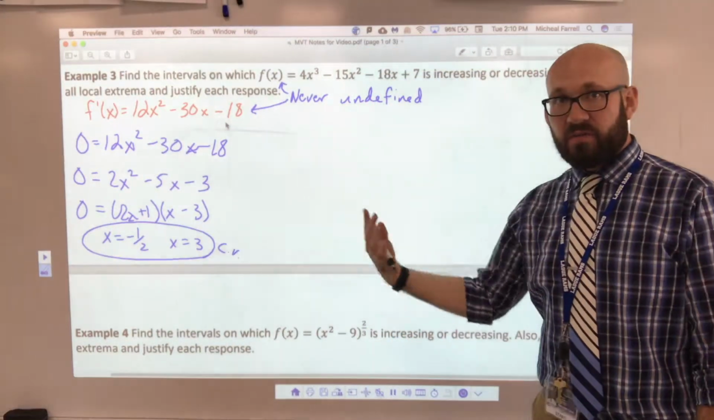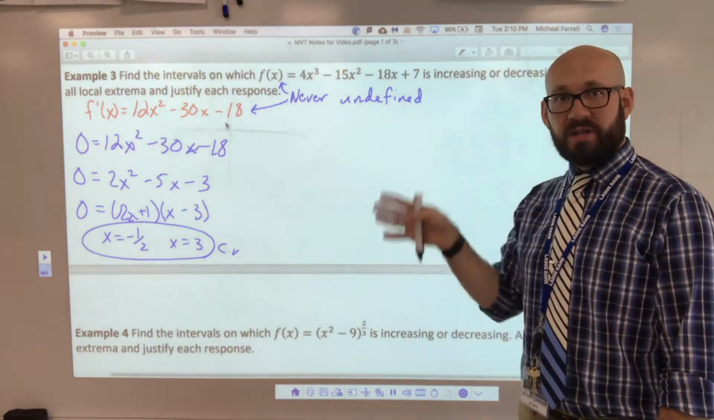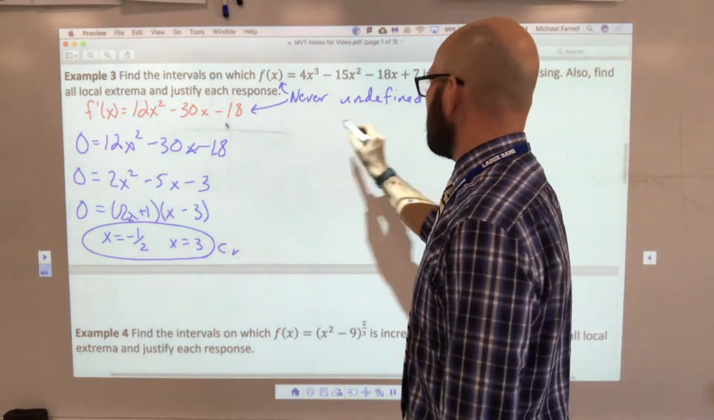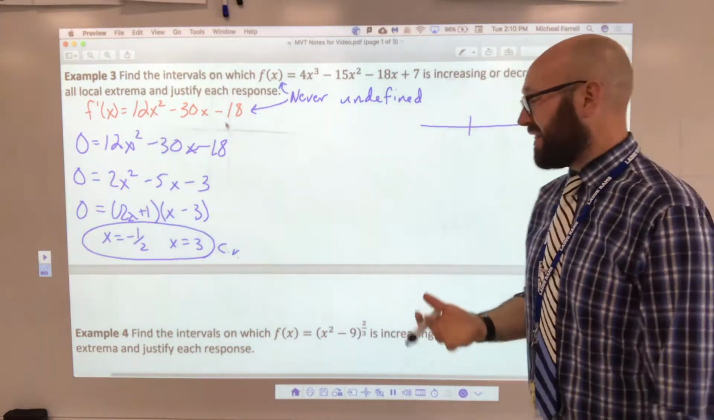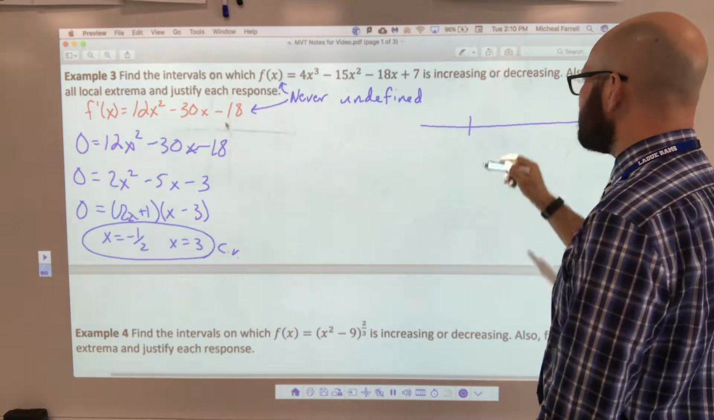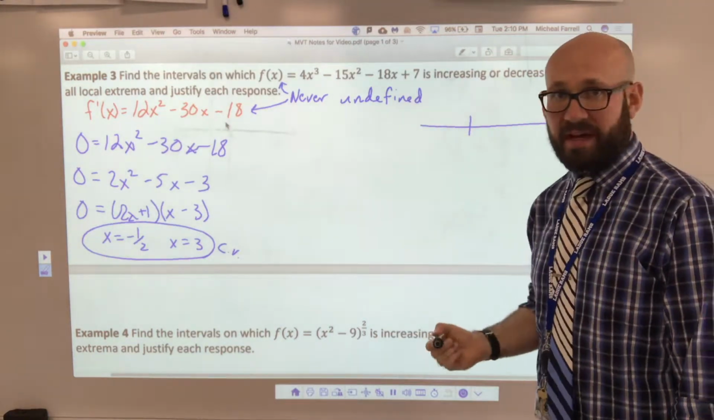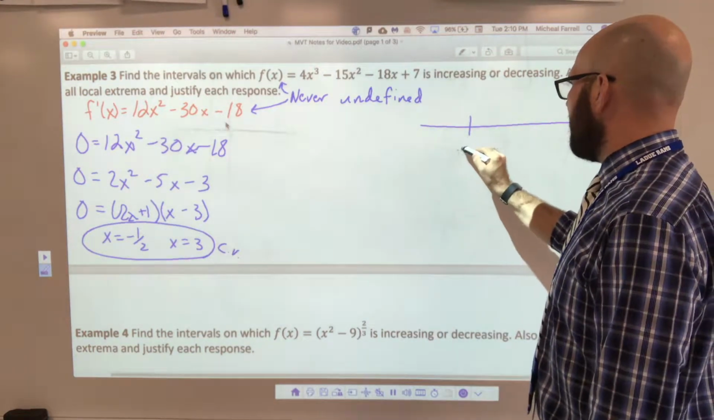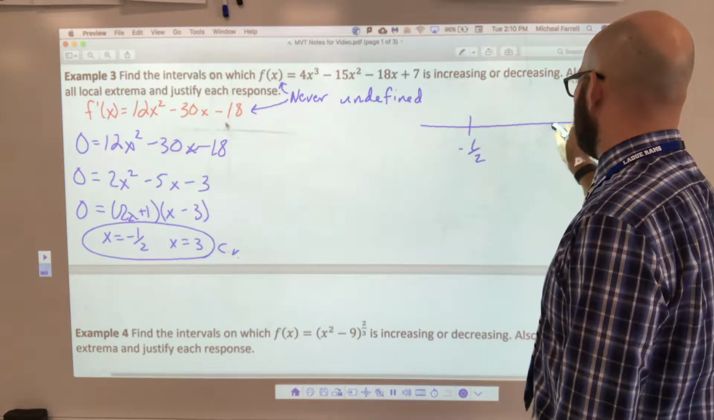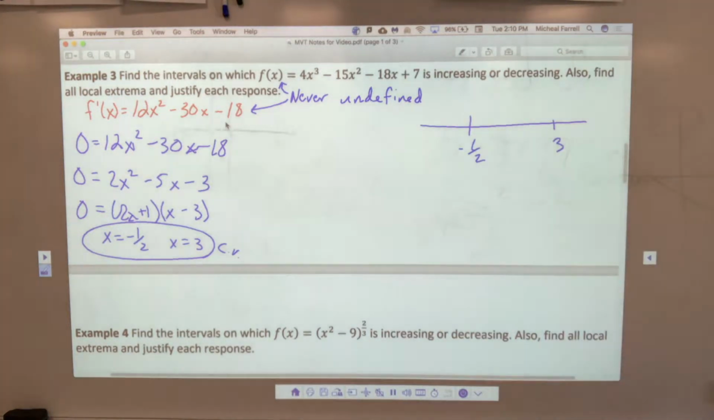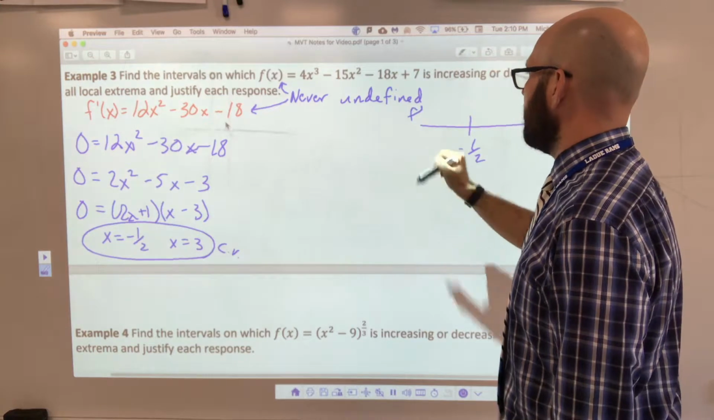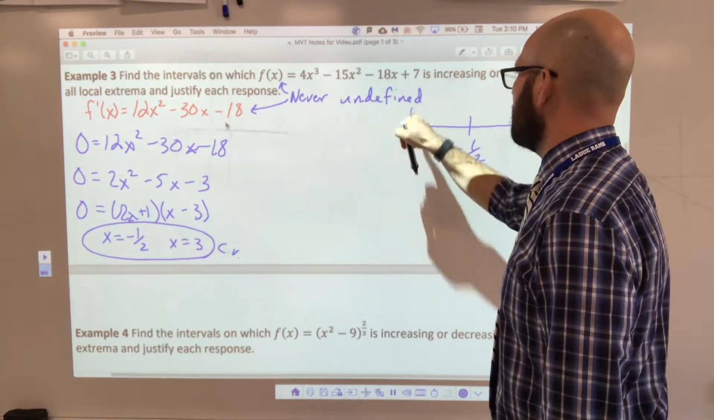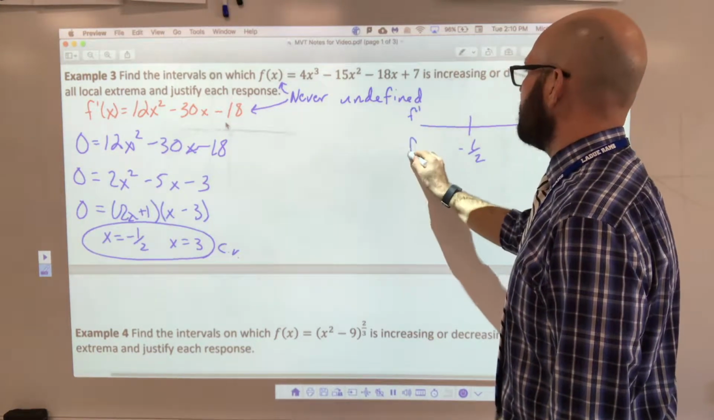And we're going to take those two critical values and make a sign chart to help us determine intervals of increasing and decreasing. So all I do is put together a sign chart, and the critical values are the only things I really need to worry about for this one because I'm never undefined. I have -1/2 and 3. So what I'm going to do is do two things. I'm going to write down above, what is f prime doing? That should be f prime there. And then what is f doing?